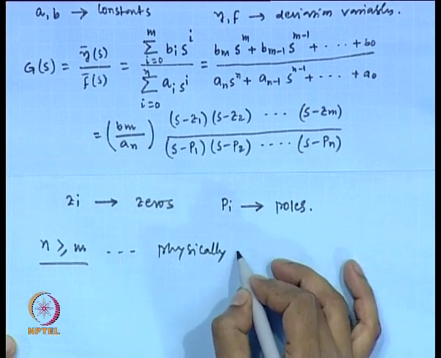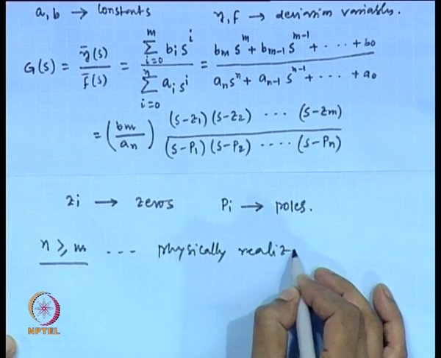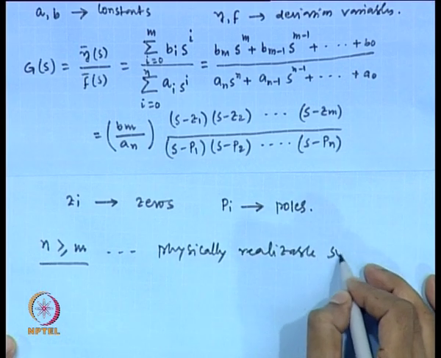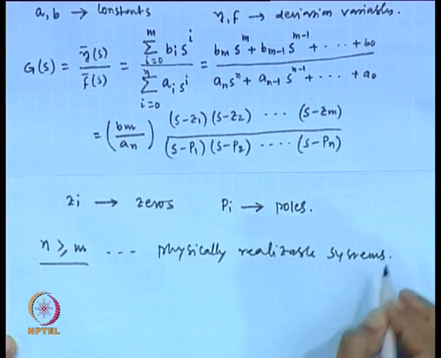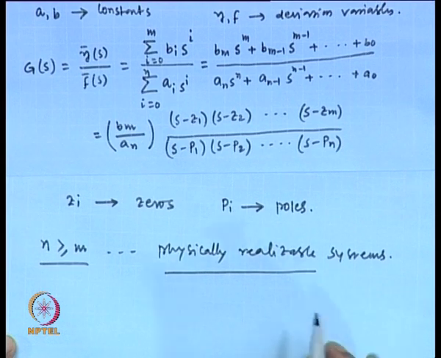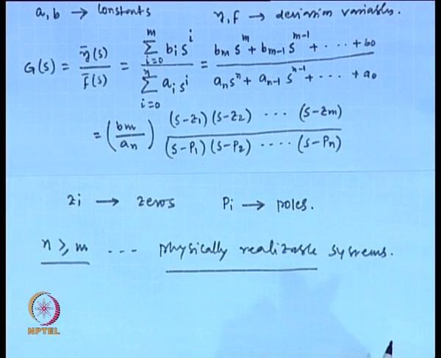Physically realizable systems. This term is used in process control. Physically realizable systems: all physically meaningful systems, n should be greater than or equal to m.